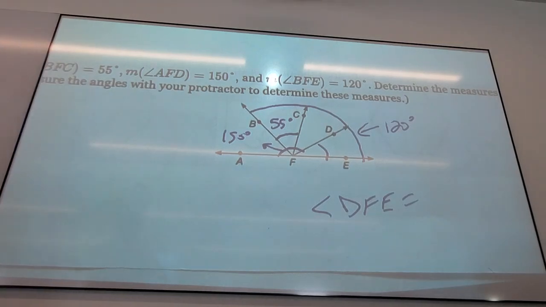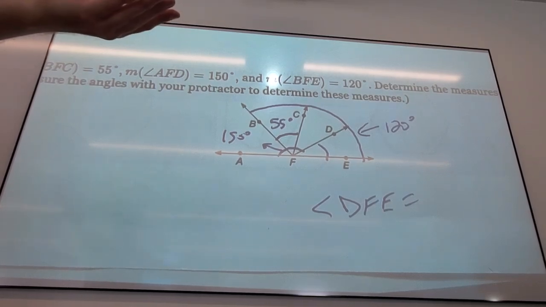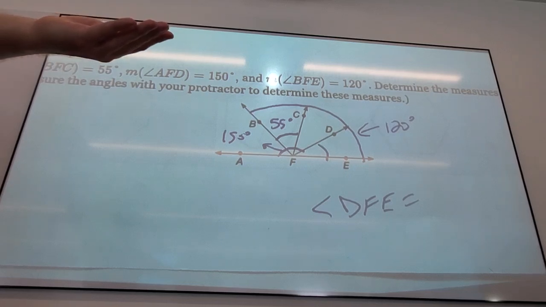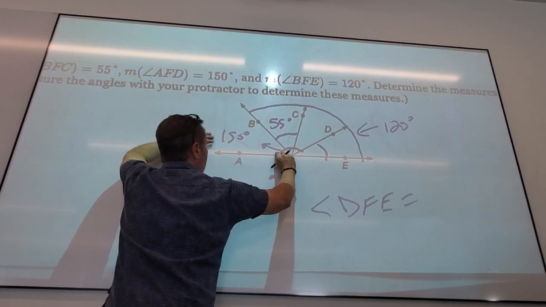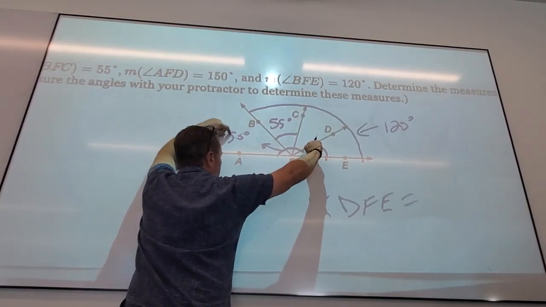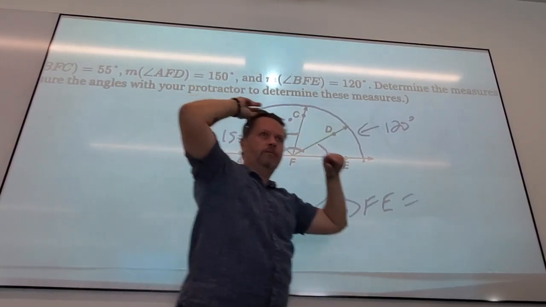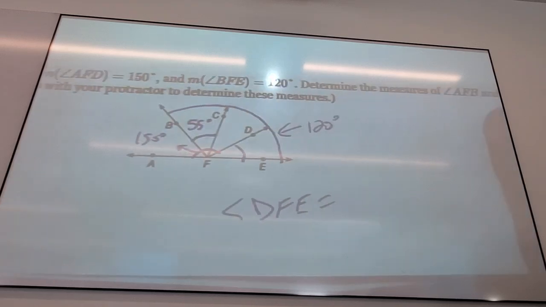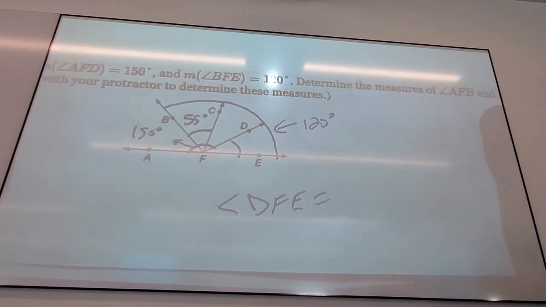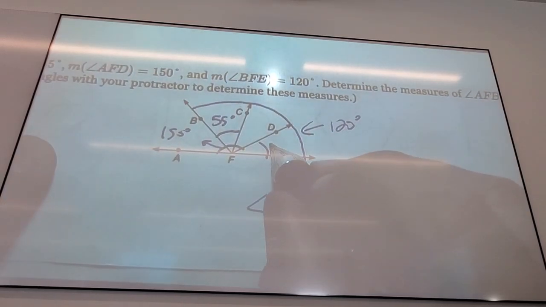So can you get DFE? What should the angle AFE be? 180. Don't you know AFD? Isn't that one of the things I gave us? So I know this far is 150, so what must this far be? 30. Okay. Do you guys see what I'm saying? Now, is that one I asked for? No. But it is useful information to keep going. So now I know this is 30 degrees.